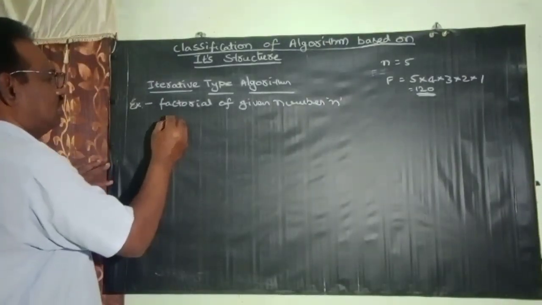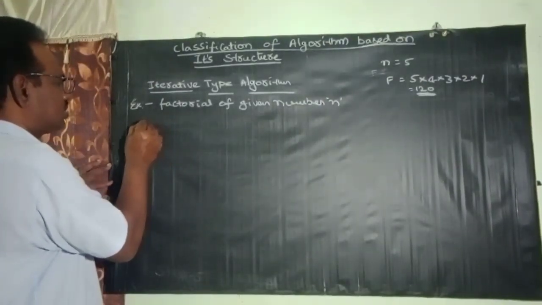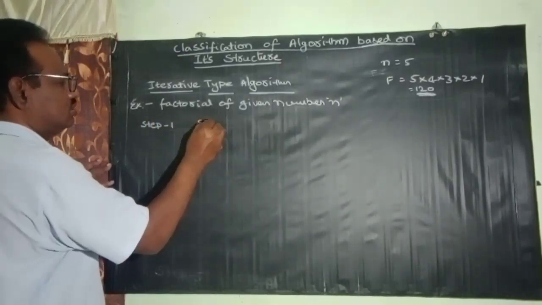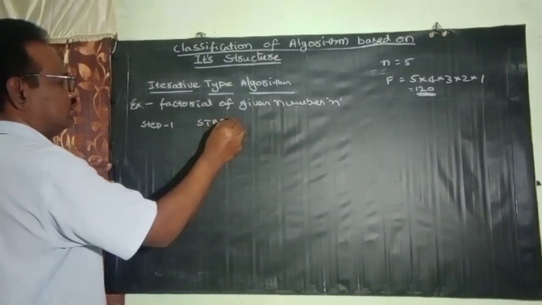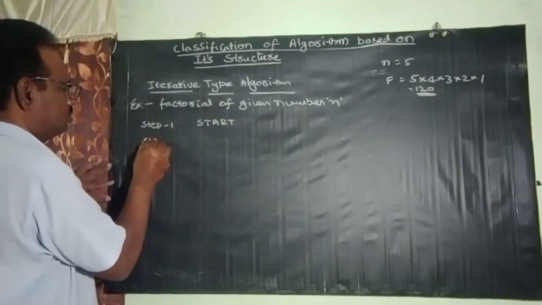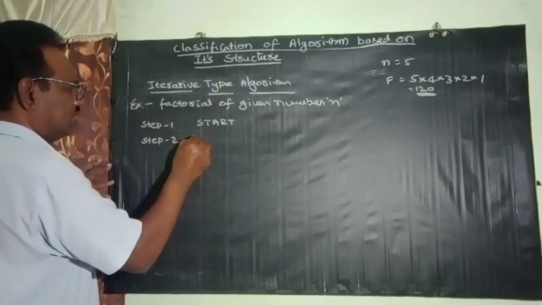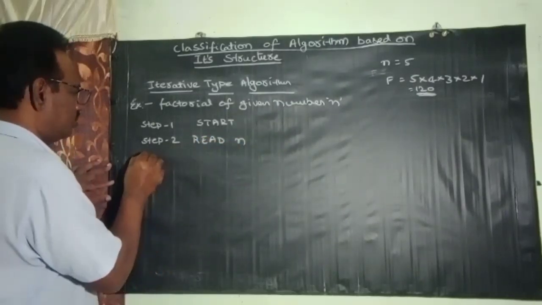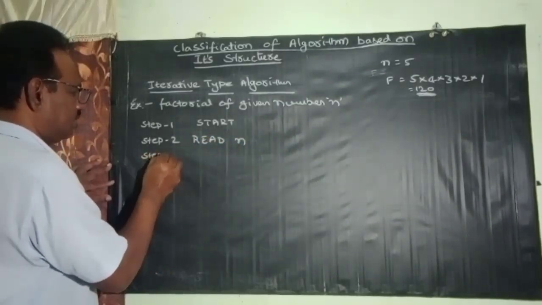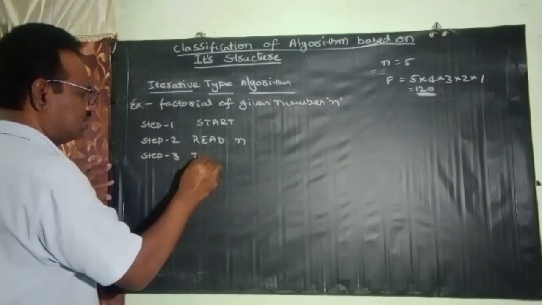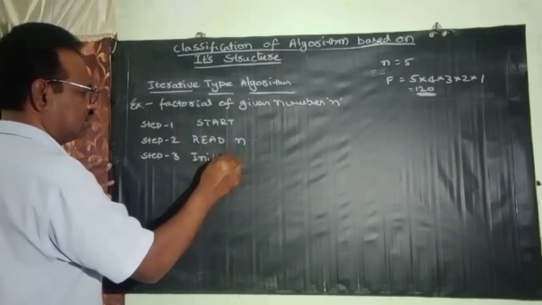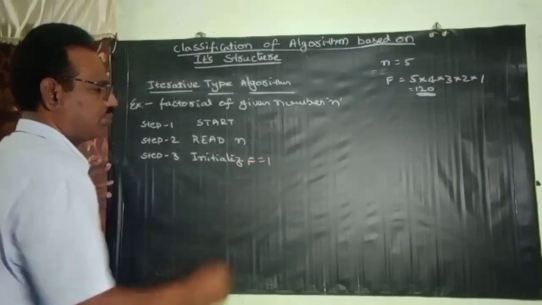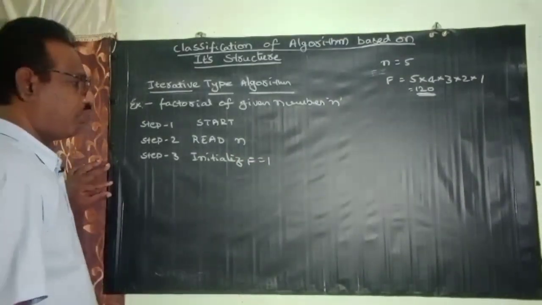So the first statement is step 1, start. Step 2, read n. Step 3, initialize f. f is a variable which is initialized with 1.